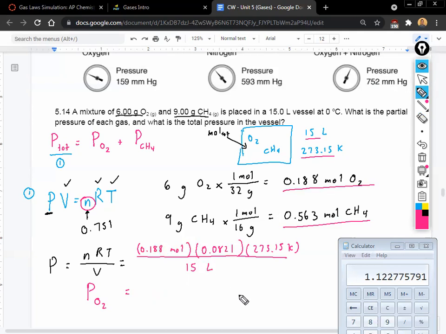Okay, so just plug that in. Everything else stays the same, and that'll let you calculate the pressure of oxygen. Does that make sense? Okay, so take a second to solve that out. If you think you can find methane too, you can do that as well. Okay, and there's an easy way to do this and a hard way to do this for the second partial pressure.